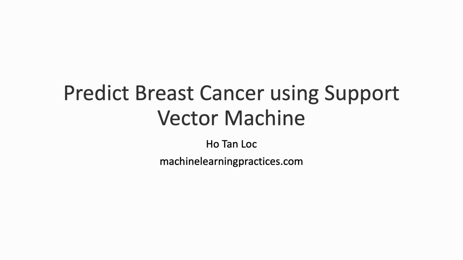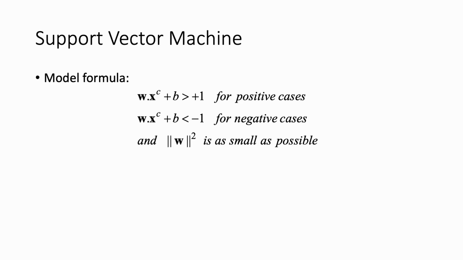Hello everyone. In this video, I would like to talk about the program of predicting breast cancer using support vector machine, and how to implement support vector machine using Python. First, we want to specify two classes of data. Support vector machine is supposed to predict values greater than 1 for the positive class and values lower than -1 for the negative class, with the constraint that W is as small as possible.